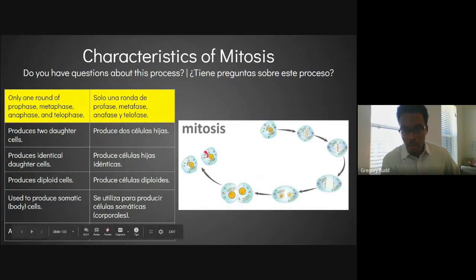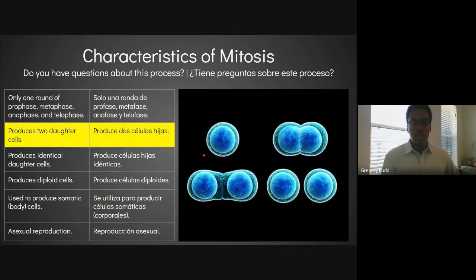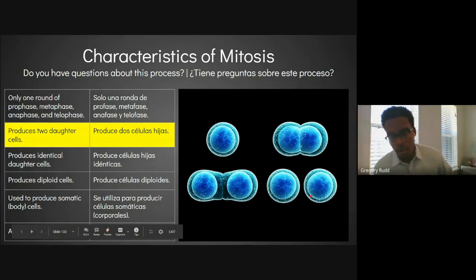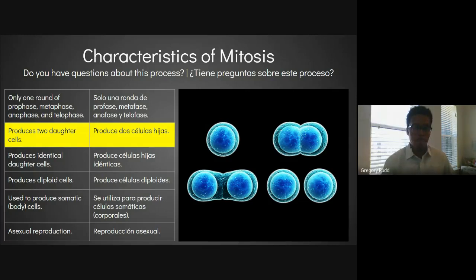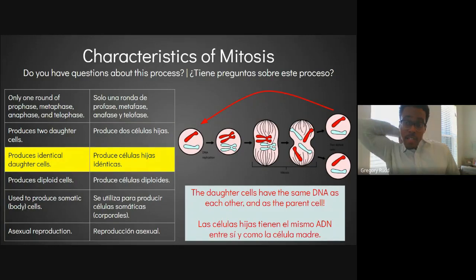Now the cell gets pulled apart and we eventually end up with 2 daughter cells. So that's the second point. Mitosis produces 2 daughter cells, and we can see it here. One cell, after prophase, metaphase, anaphase, and telophase, it starts to split. And then after cytokinesis, we end up with 2 daughter cells. Not only does it produce 2 daughter cells, but those daughter cells are identical. They're identical to each other, and they're also identical to the parent cell.